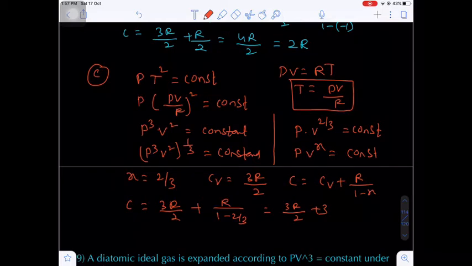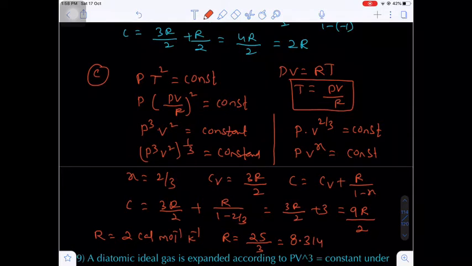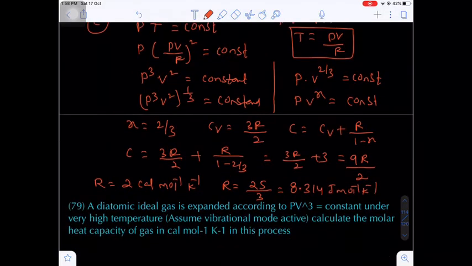Are you getting my point? 3R by 2 plus 3R will be equal to 9R by 2. Suppose the question asks to calculate the molar heat capacity in calories, then take the R value as 2 calorie per mole per Kelvin. Suppose the question is in terms of joule, then take the R value as 8.314, and you get the answer in joule per mole per Kelvin. Are you getting my point?